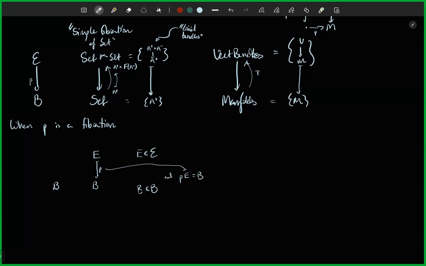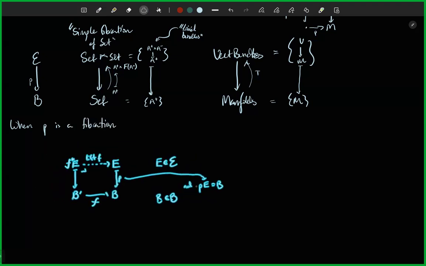And I have any B prime down here and some function F. Then what it means for this to be a fibration is that I get a bundle F upper star of E over here, over B prime, and a map here, which is called the lift of F. And I'll denote this with little brackets here, and then give myself a bit more space. And this has a universal property. So I'll now do my universal property.